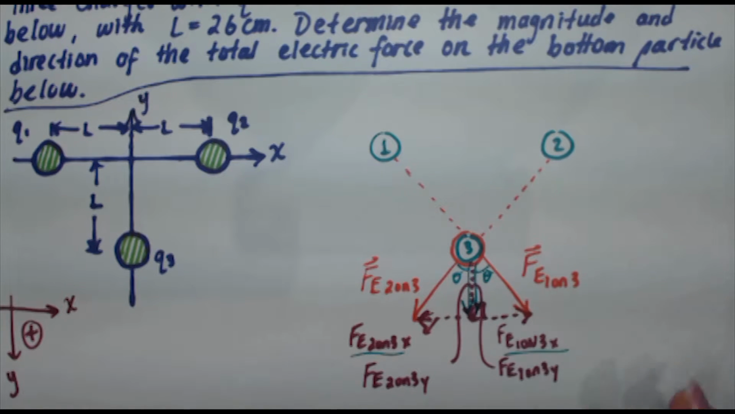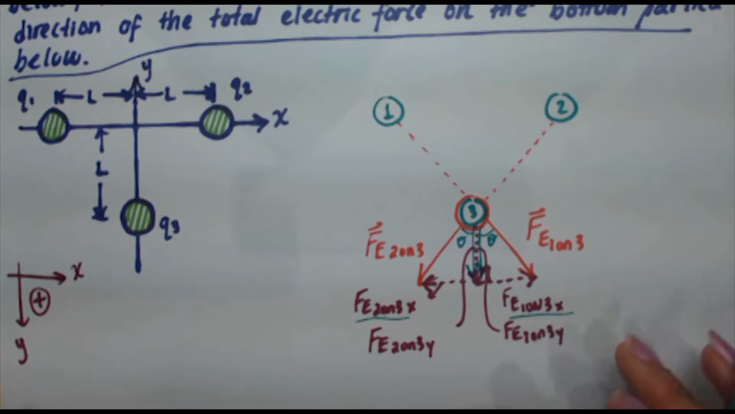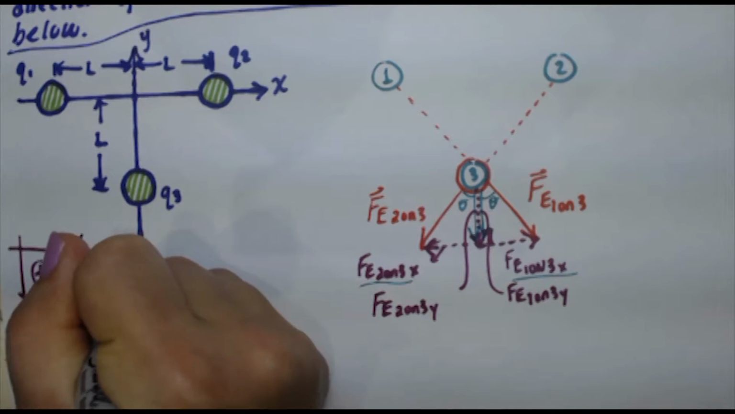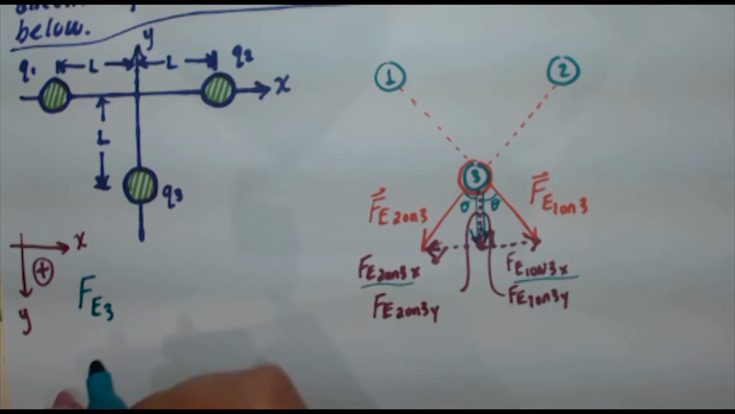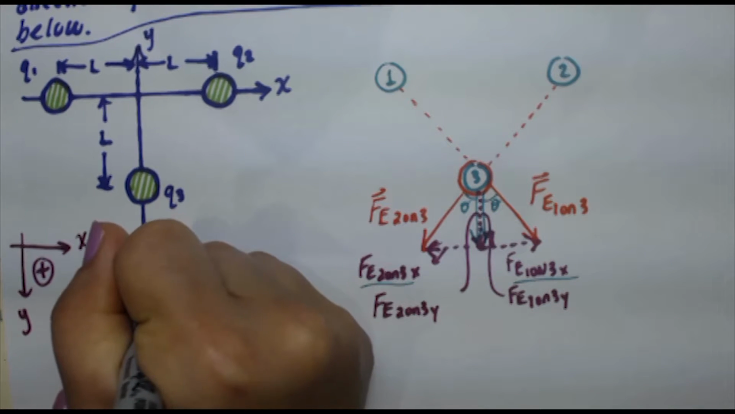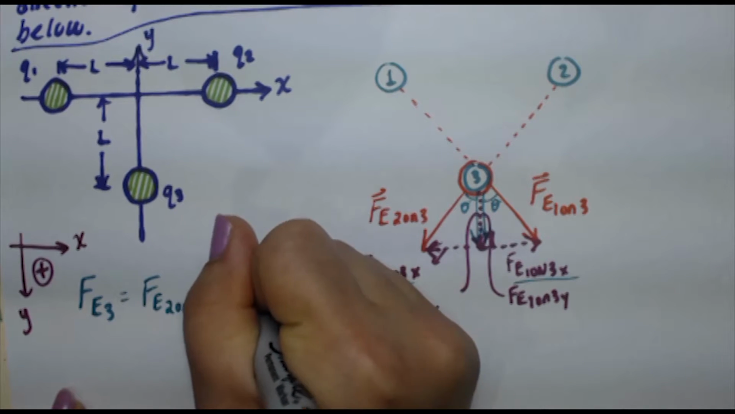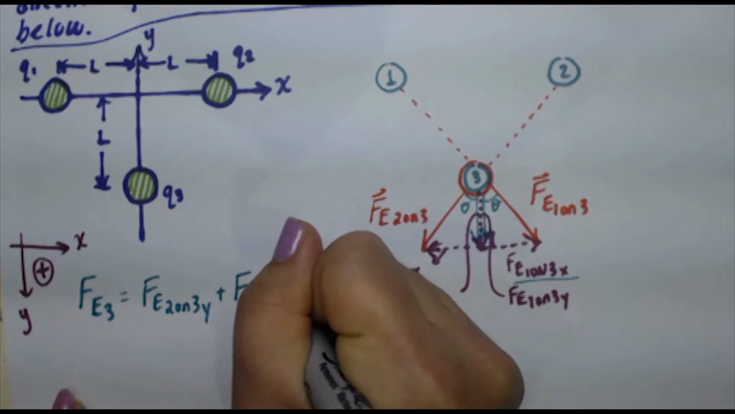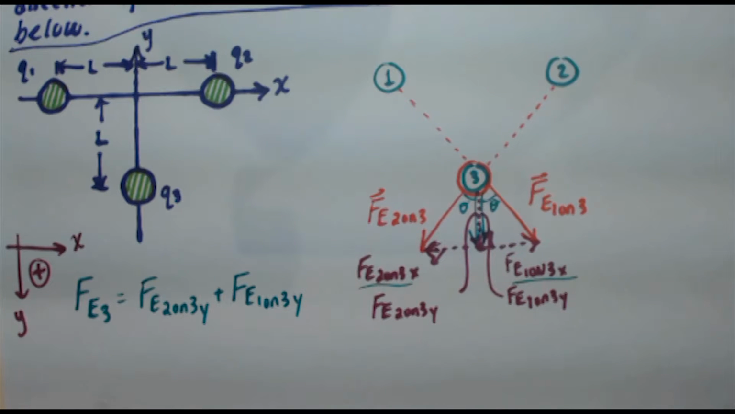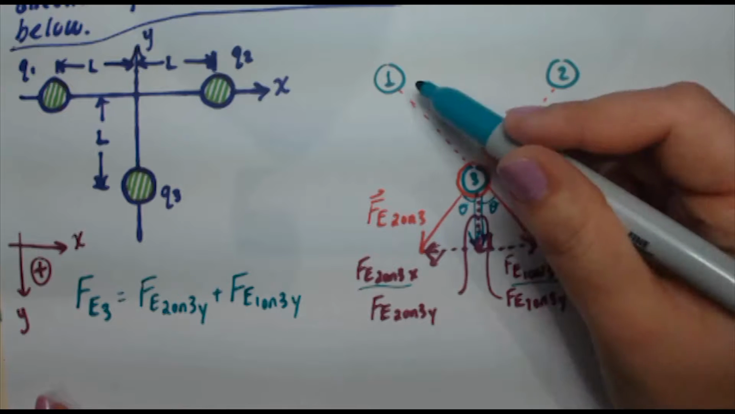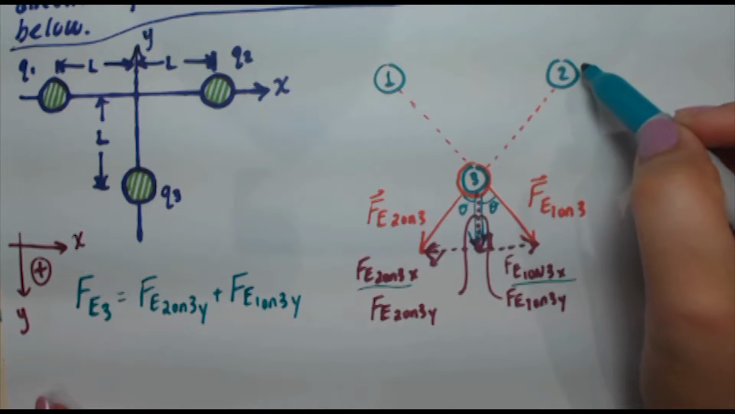Based on what I just described, we can come up with an expression to determine the total electric force on 3. Fe3 is going to be equal to Fe 2 on 3y plus Fe 1 on 3y. Now the beauty of a problem like this is that there's so much symmetry. We can see that whether it's 2 on 3 or 1 on 3, these two have the same magnitude.